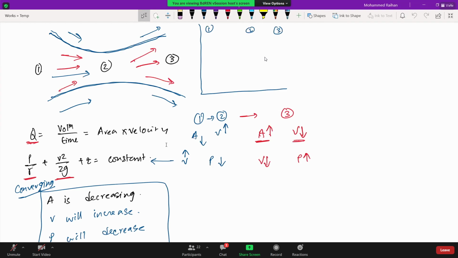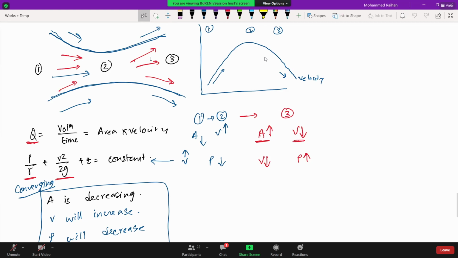So what will happen? Let's just draw velocity at first. Velocity will increase from here to here, and then velocity will decrease, right? So the velocity curve will be something like this, right? Do you agree? Yes, sir. Velocity will increase because it's passing through a contraction, and then velocity will decrease because it is passing through an expansion. The expansion is here, right?